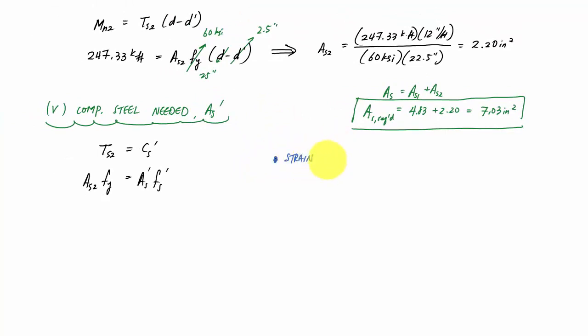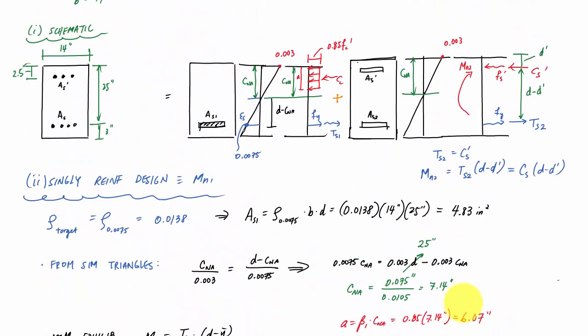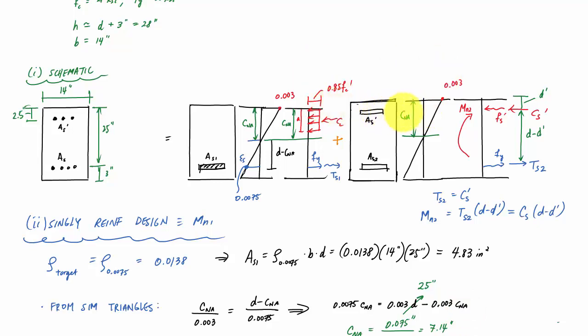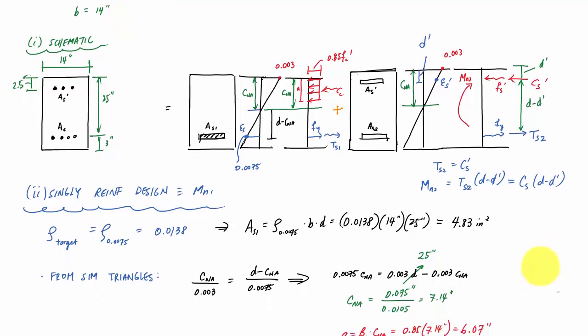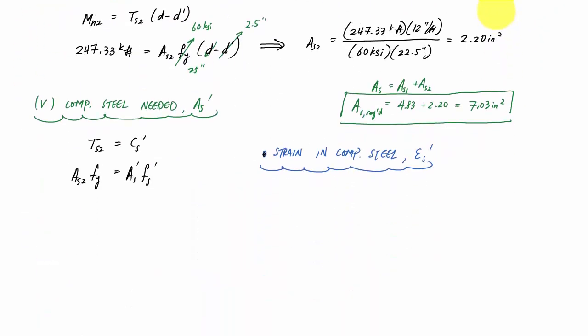So I have to check, what is my strain in compression steel. I'm going to use similar triangles to determine epsilon s prime. And here, by looking at my drawing right here, here is my compression steel. This is epsilon s prime, and we know this distance is d prime. And so by similar triangles, I would have epsilon s prime over CNA minus d prime equals 0.003 over CNA.